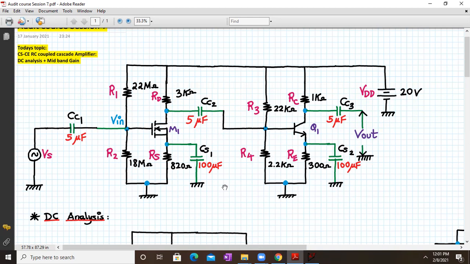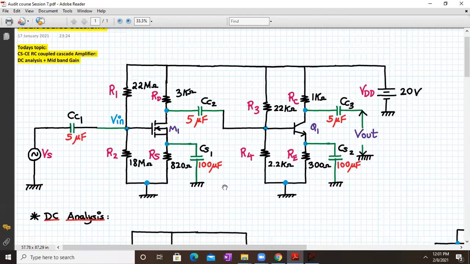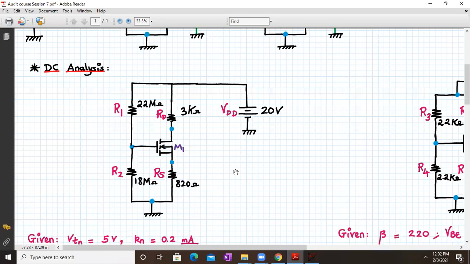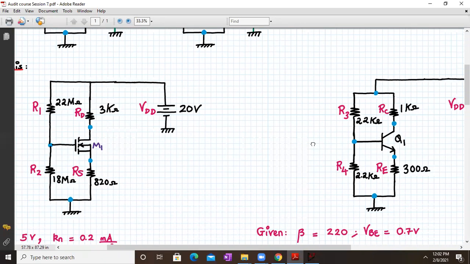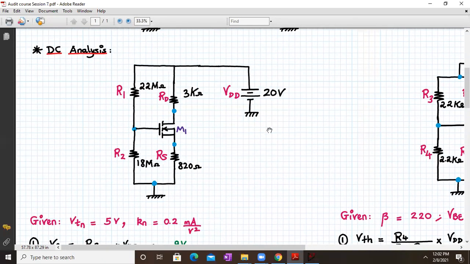So let us begin. For a DC analysis, we will consider the capacitors as open circuit, because the reactance offered by a capacitance for DC, that is for frequency equal to 0, is infinite. That is why all the capacitors will behave as an open circuit. Now, since there are two different types, one a MOSFET and the other a BJT biasing circuit, the analysis will be different. So first we'll concentrate on the MOSFET.